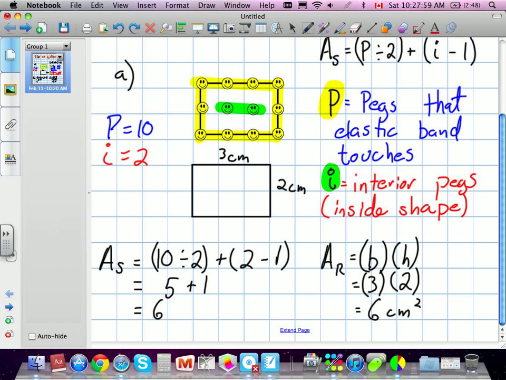Is that what we found in the other one? Yeah. Isn't that interesting? So you got the same area, and he used a very different formula for the geoboard. Okay, so let's take a look.